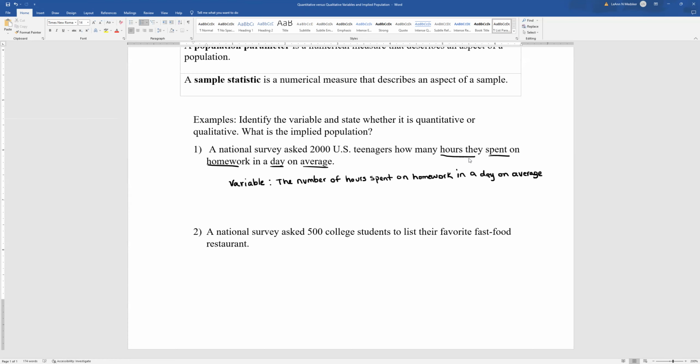We're going to be measuring these and giving numerical values, like 7 hours, 6.2 hours, 1 hour, 0.05 hours. Depending on how that teenager responds, it's going to be a numerical data value. So this is a quantitative variable, and it makes sense for us to talk about adding and averaging with those values. The sample was the 2,000 US teenagers that we were surveying. The implied population of that group would be all US teenagers.